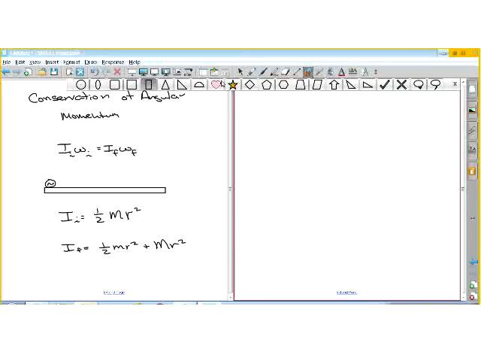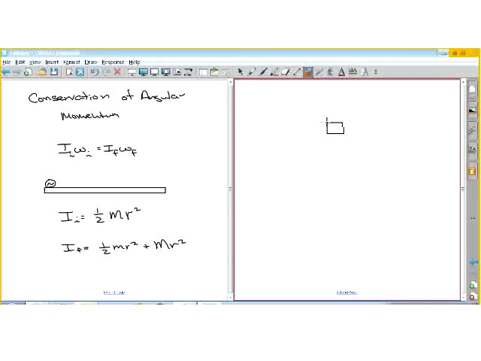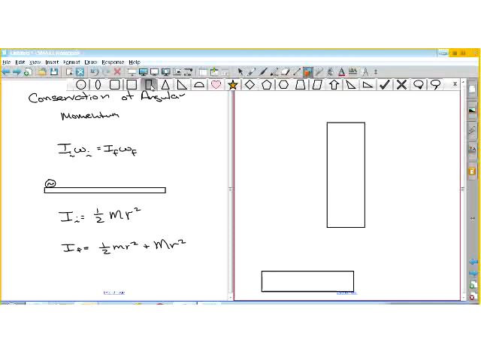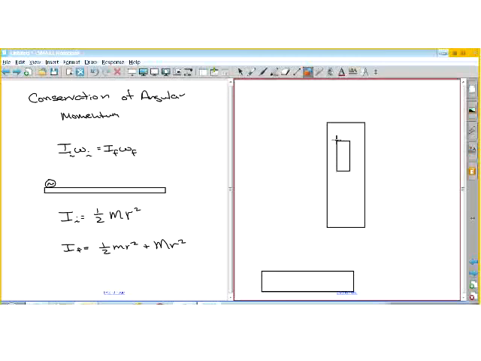Whereas with the ice skater, you have, say, the person's body, and then you consider the arms as a separate part. Initially, you've got the moment of inertia of this part plus the moment of inertia of that part, and then the person brings their arms in. So instead of having that, you might have something like that. Same mass, but it's moved into the center. And so the initial moment of inertia is larger than the final moment of inertia. In that case, the thing speeds up as they move their hands in.